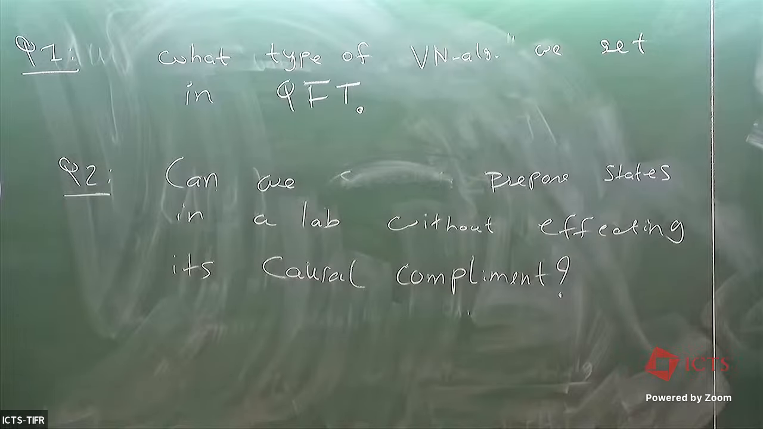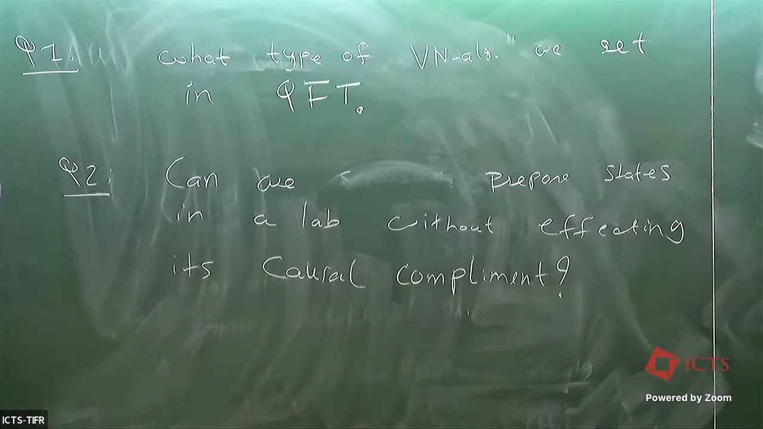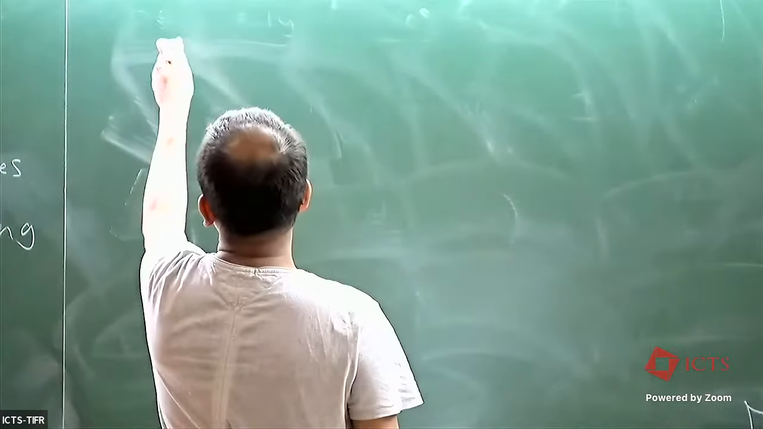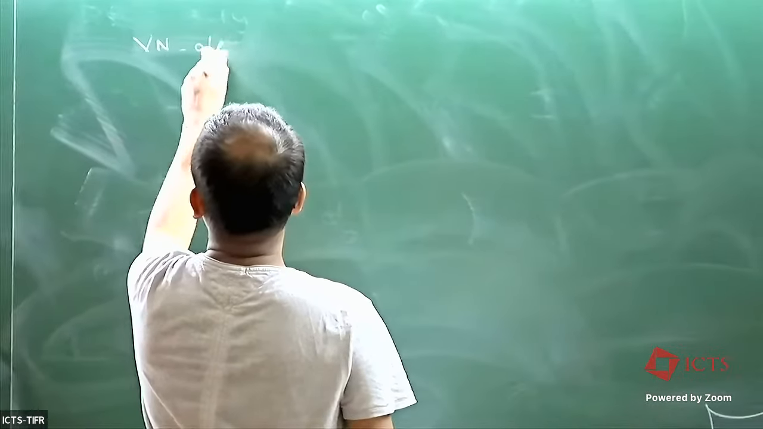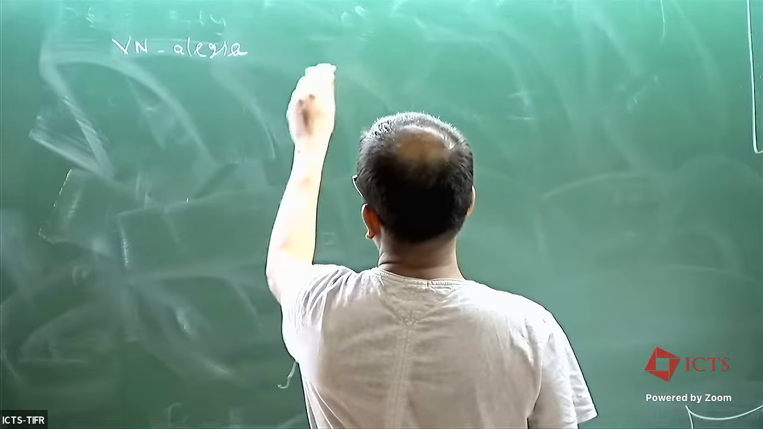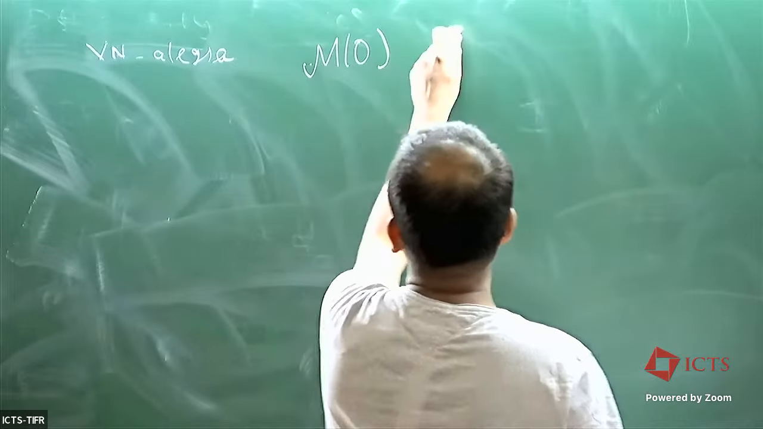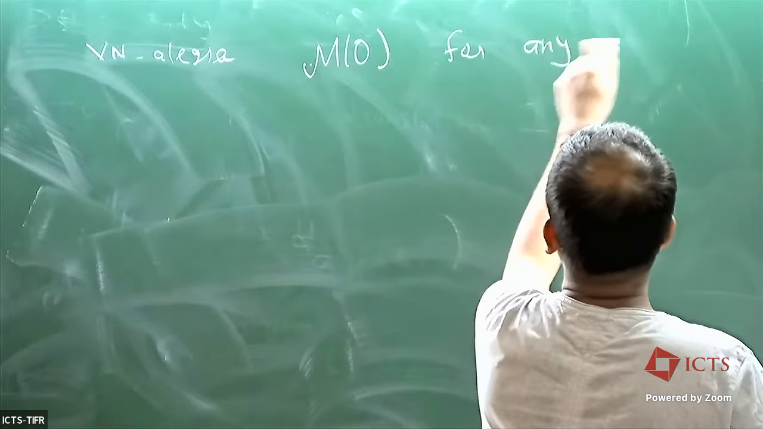Because Tom already discussed the different types of algebras, I will just take his definitions of type 1, type 2, and type 3 von Neumann algebras. Let's first look at the following. Sorry, I should have said that M of O, the von Neumann algebra generated for any O, is a factor.